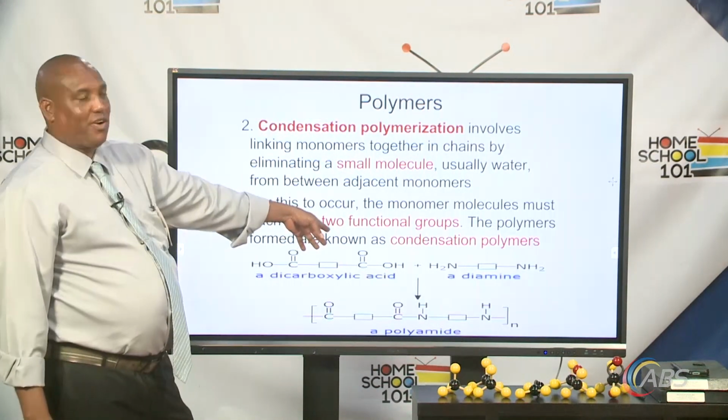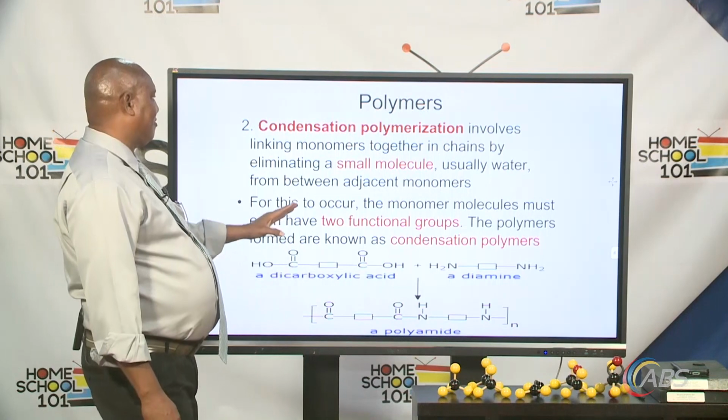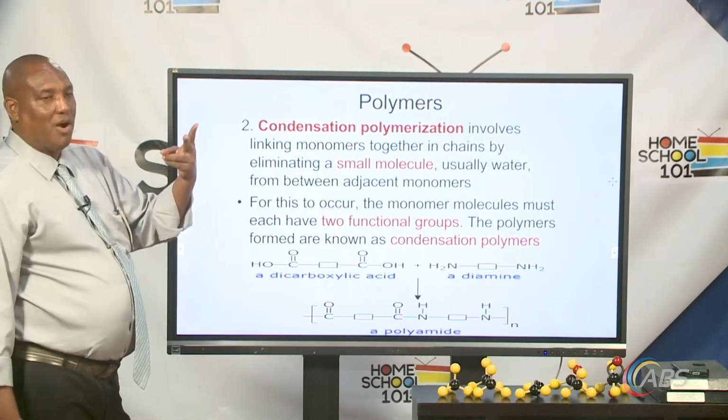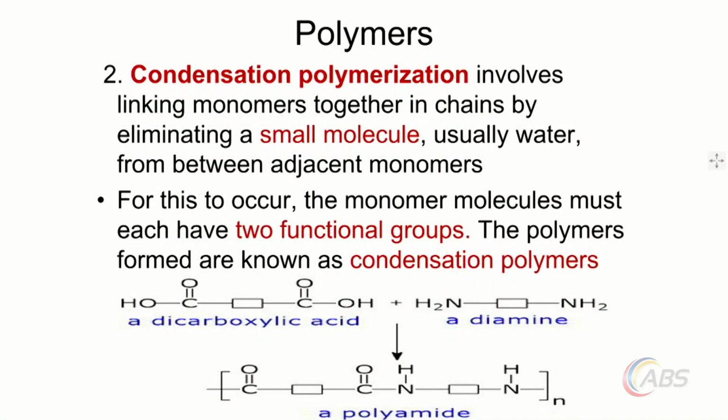The second type would be our condensation reactions. So we can have a linking of two monomers in chains by eliminating a small molecule, usually H2O or HBr or HCl, a small molecule. Usually it's water between two adjacent monomers. So for this to occur, the monomer molecules must each have two functional groups, and the polymers that are formed then would be known as condensation polymers. Here we have one producing the amide group. So this one is used to produce proteins.